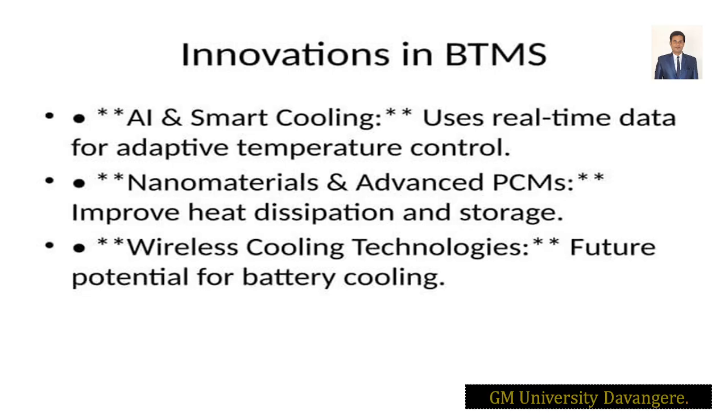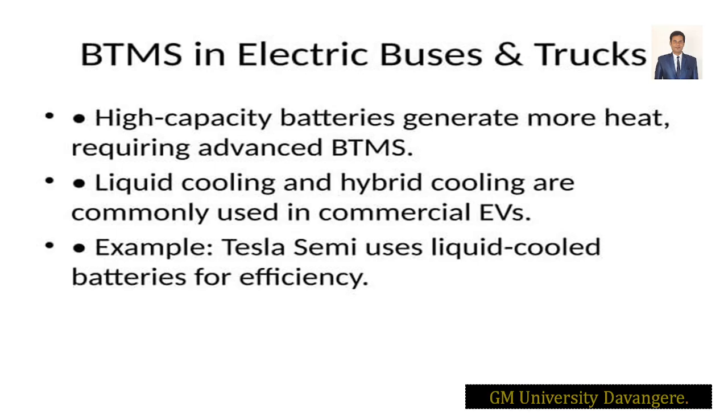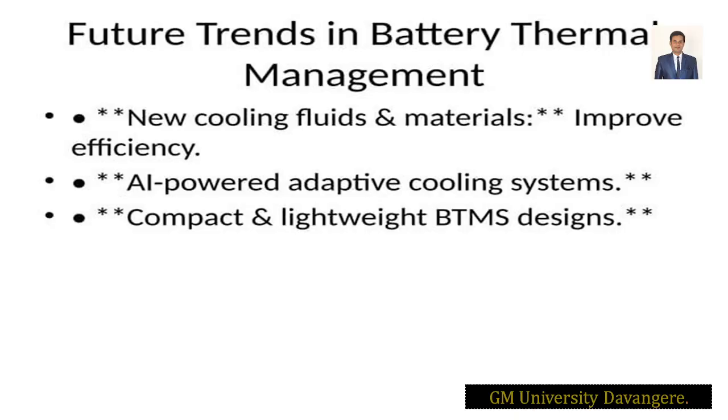And what are the innovations? I talked about the novelties. We have to try to make novelties in advanced PCM materials, which is very complicated, and we think about nanotechnology for designing nanomaterials, and then go for wireless cooling technology also. All right. In the BTMS for electric cars, we had already discussed the capacities, liquid cooling, and the types of cooling systems, including hybrid cooling, which are used more commonly in electric vehicles. And these are future trends.